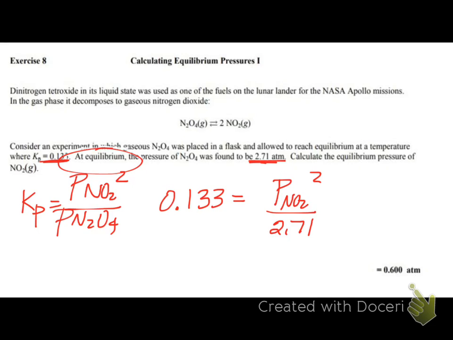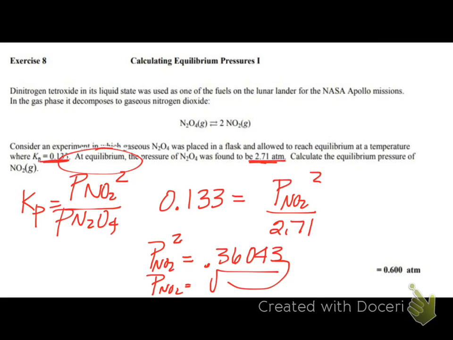So now it's just a math problem, right? So we're going to say that the partial pressure of NO2 squared is going to be equal to, after I take 2.71 times 0.133, 0.36043, and then to get the partial pressure of NO2, I'm going to take the square root of that, and we get our answer. Okay, but that's because it had the magic words of at equilibrium.